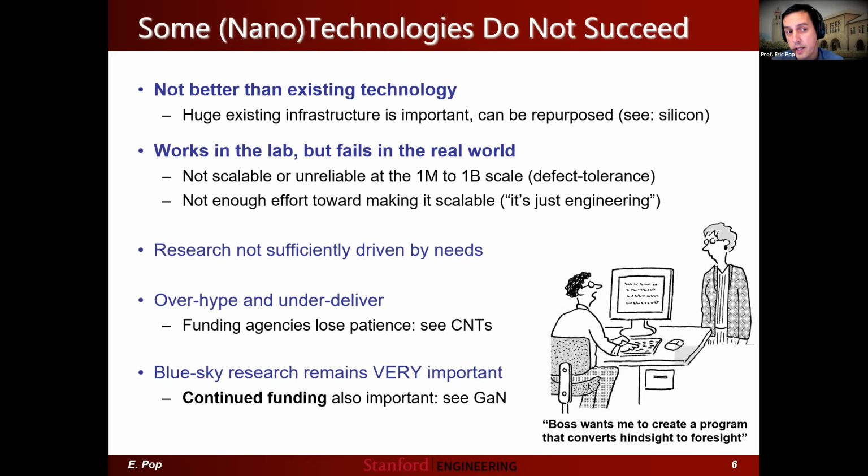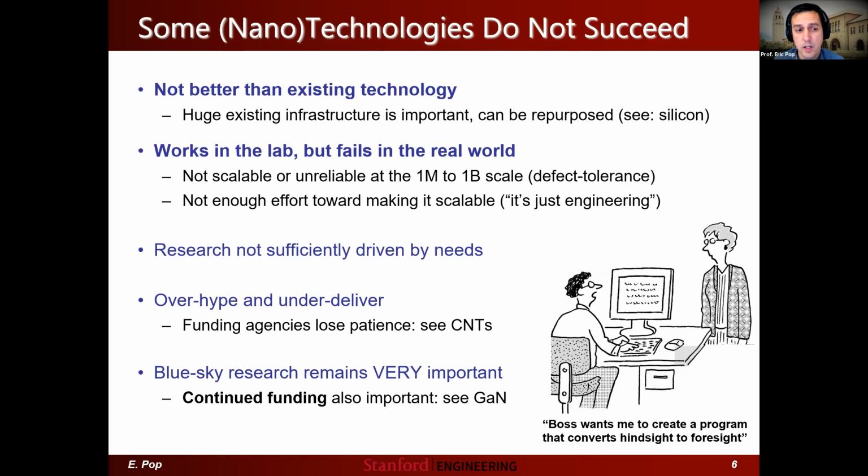The second bullet is, you can make one or two of these things in the lab, write a Nature paper, but it doesn't work in the real world because it's not reliable or not scalable at the 1 million to 1 billion scale, maybe because of defects and so on. And maybe sometimes there's not enough effort to make it scalable. People sometimes dismiss this as just engineering, but just engineering is actually very, very difficult to make something workable.